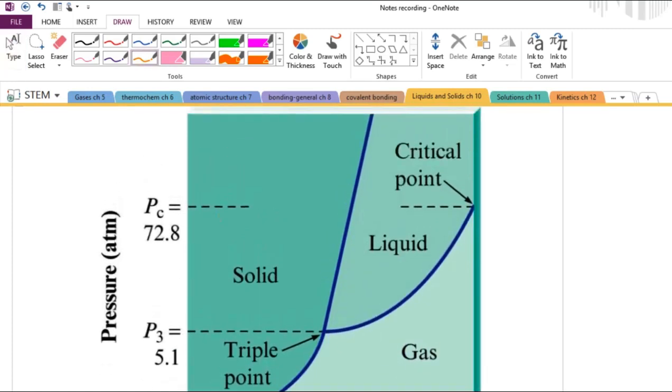The solid phase is always going to be on the left. The liquid phase is always a sort of V-shaped region. The gas phase is at the highest temperatures.